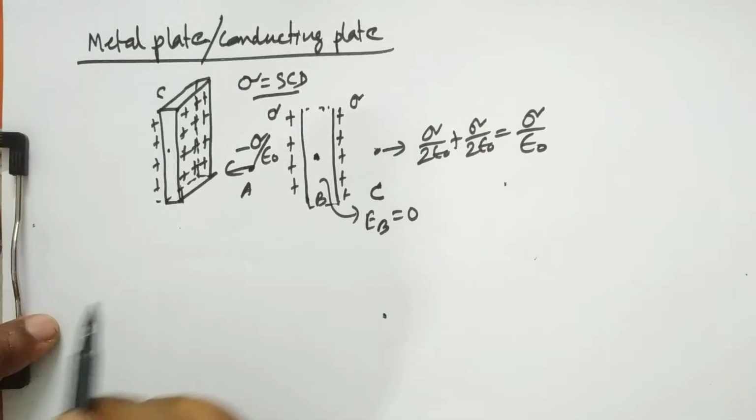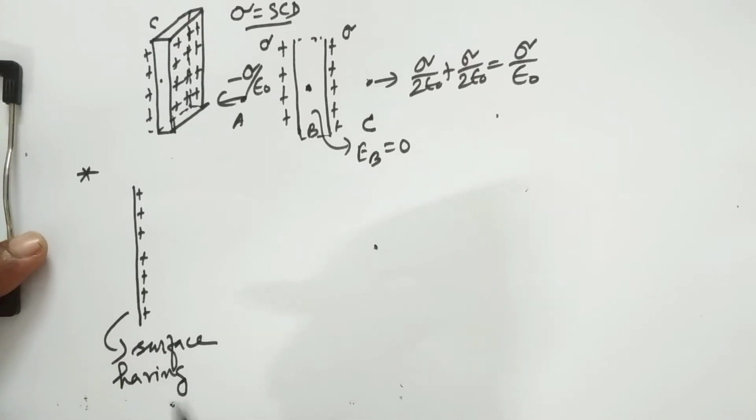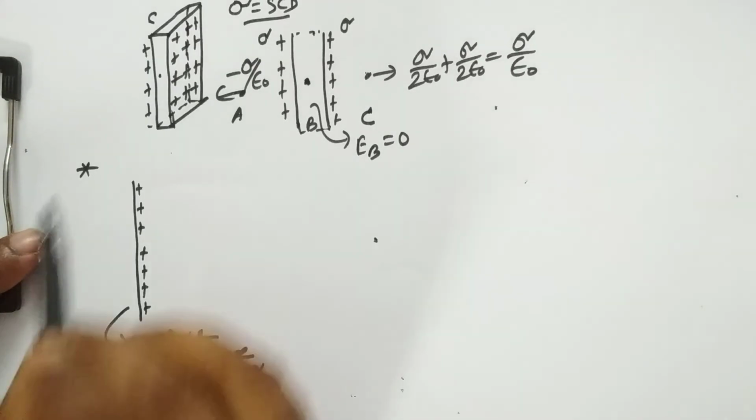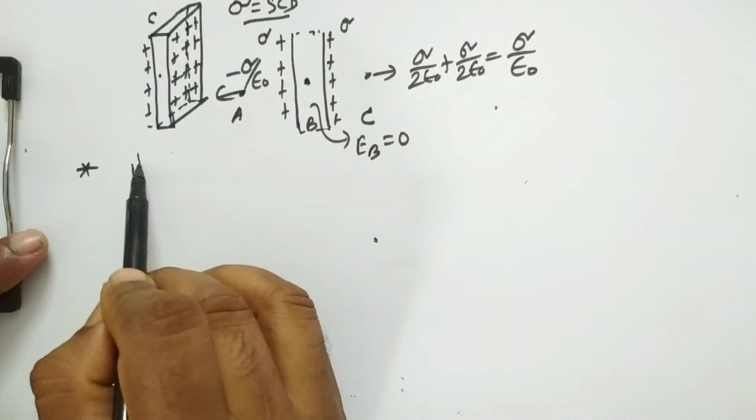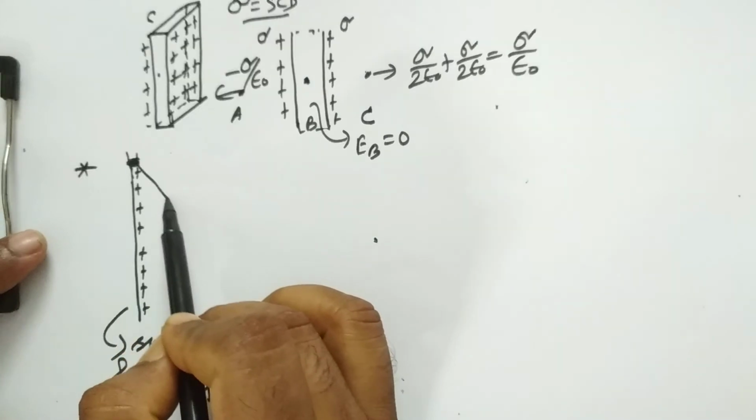Now let us discuss another problem out here, a very common problem. Let me consider a simple surface having charge density as sigma. What charge density? Surface charge density.